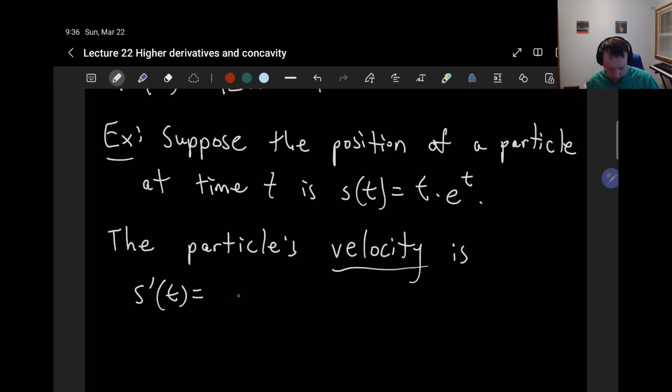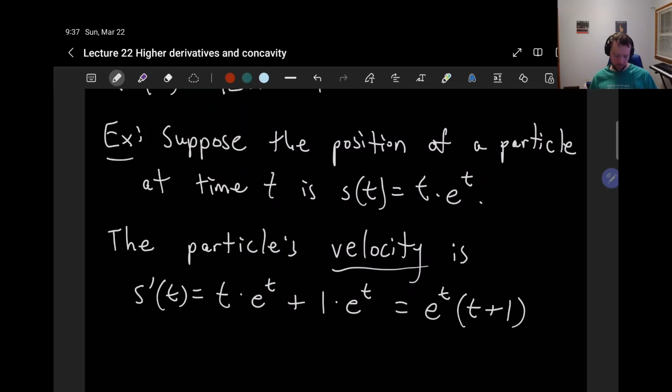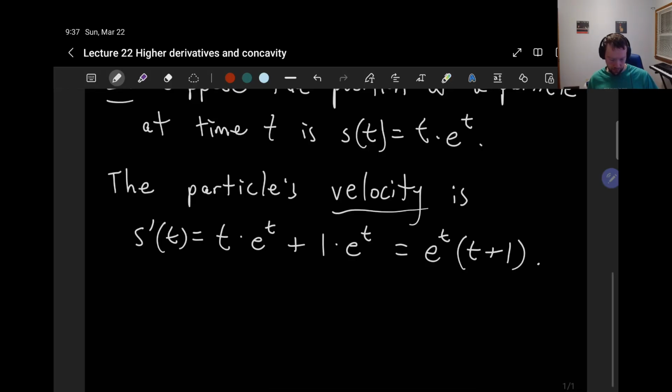So we do product rule. This is a product of two functions of t. So I'm taking the first times the derivative of the second. Well, derivative of e to the t is itself. Plus, now I take the derivative of t times e to the t. And to simplify, I can factor out an e to the t. Okay, so that was product rule.